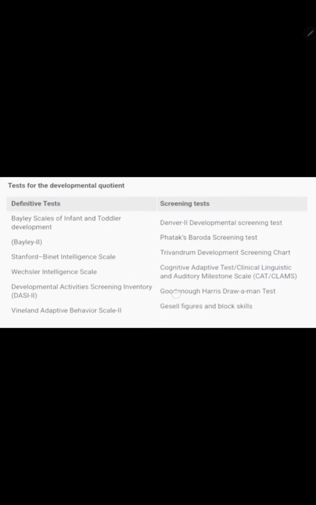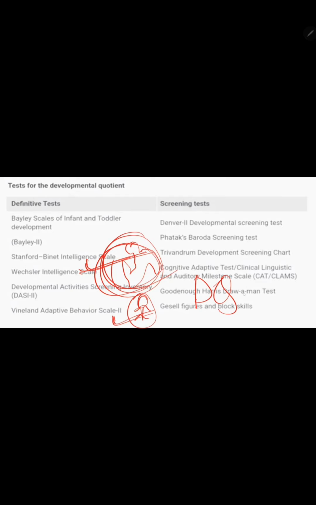Next is this Goodenough-Harris draw test. Now, Goodenough-Harris draw a man test is basically testing child's skill to draw a man. So we will give a sheet of paper to a child and we'll ask to draw a man. If the man resembles a man, then it's okay, we will give points. But if it resembles something like this, totally not like a man, or totally nonsense, then yes, that child's DQ is not developed. So it's a type of screening test.